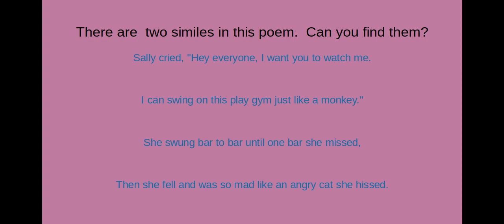And let's look at one more poem, and you'll have 2 similes here. Sally cried, "Hey everyone, I want you to watch me. I can swing on this play gym just like a monkey." She swung bar to bar until one bar she missed. Then she fell and was so mad, like an angry cat, she hissed.